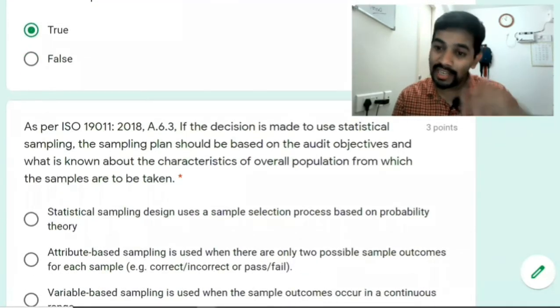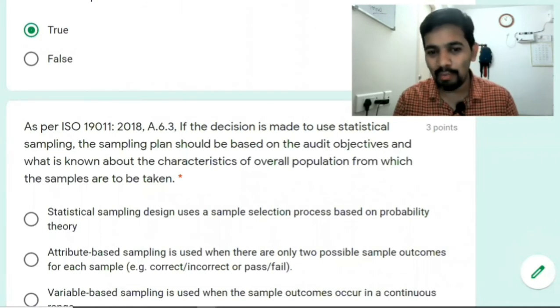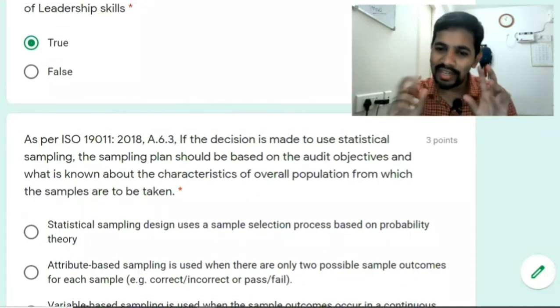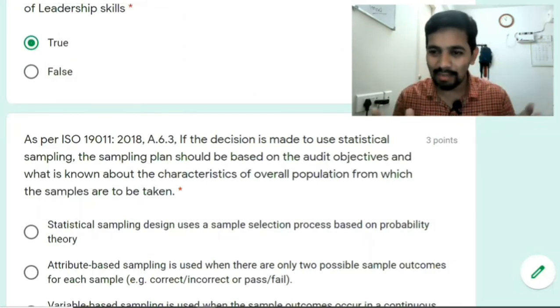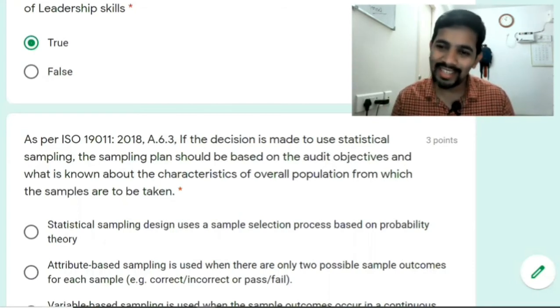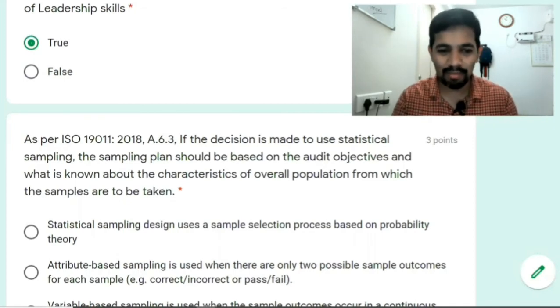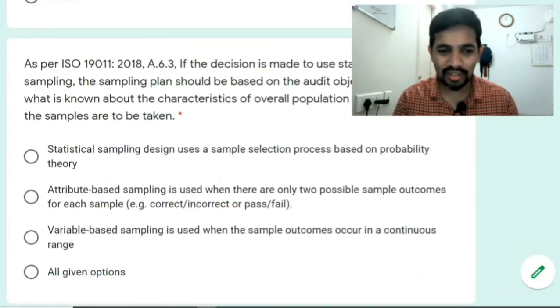Okay, and then the next part is coming up, that is 8.6.3. Decision is made to use statistical sampling. I talked about it, right? 8.6.1 is just general sampling. 8.6.2 is specific to judgment sampling. 8.6.3 is specific to statistical sampling. Why do we do it? Here are the reasons.